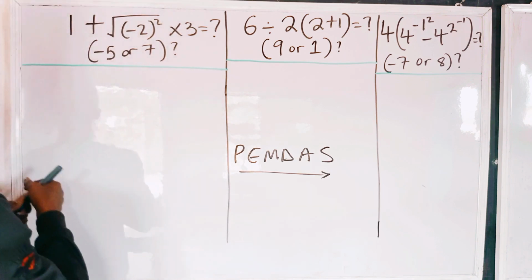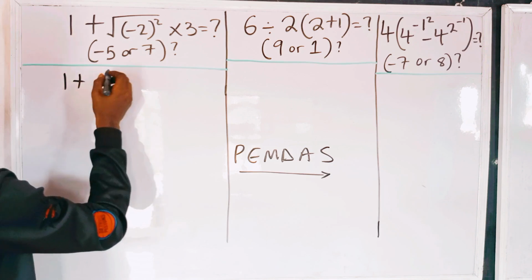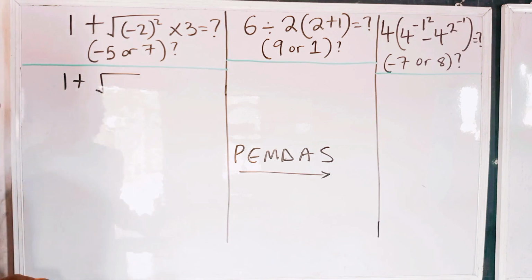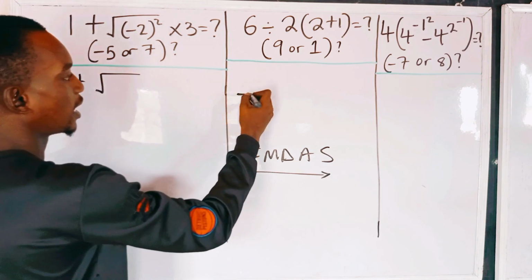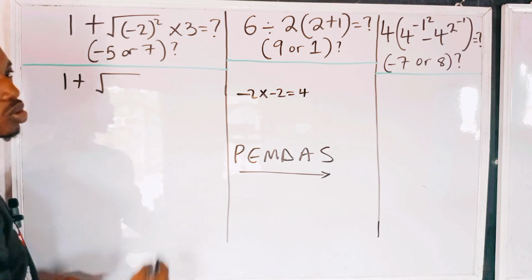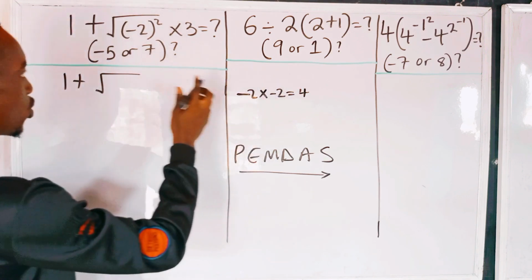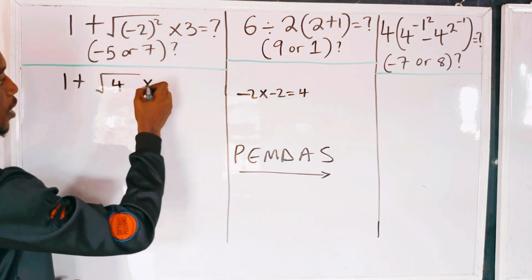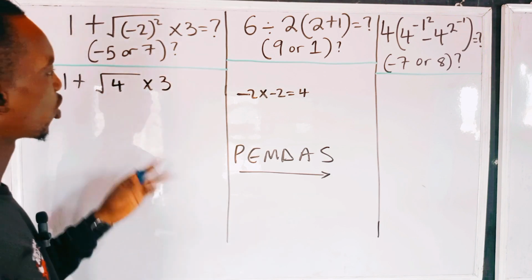So now we're going to have 1 plus square root of (-2) squared, which will give us what? -2 times -2, which is 4, because the minus and the 2 are both squared, so we multiply them twice. We have square root of 4 times 3. This is the correct thing to do.